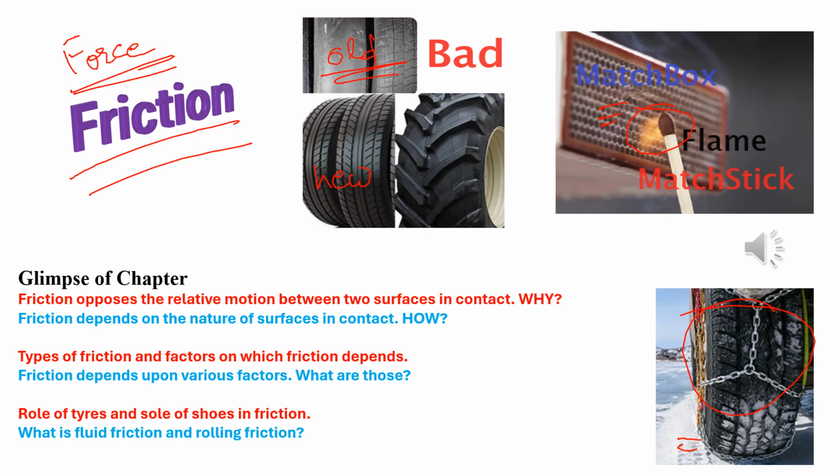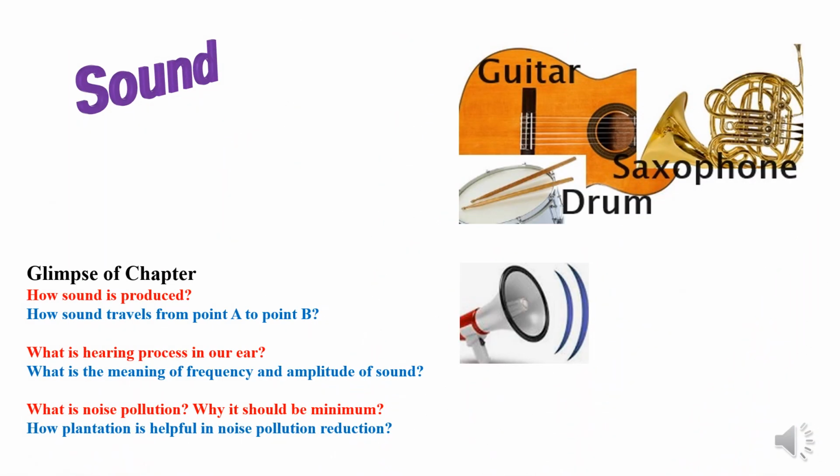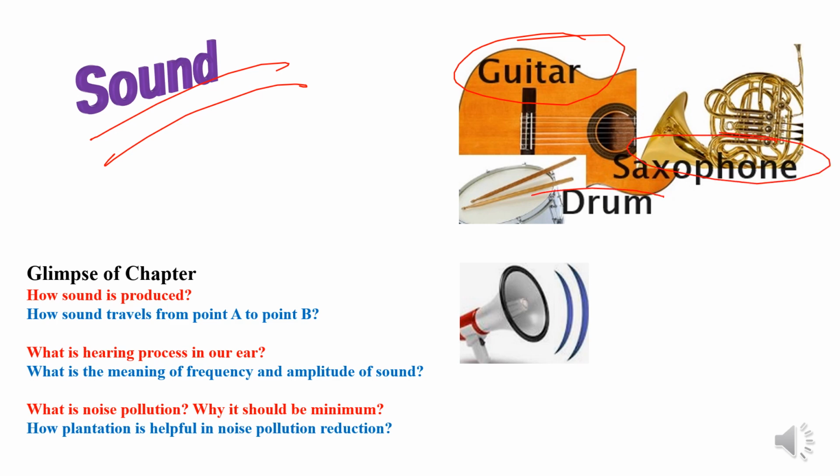Then comes your next chapter, from the physics point of view chapter number 3, that is sound, and it's a very beautiful chapter. Here just take a look, this is a guitar, saxophone, this is a drum, this is the device known as the loudspeaker to propagate the sound to large distances. So how sound is produced, that we will learn.